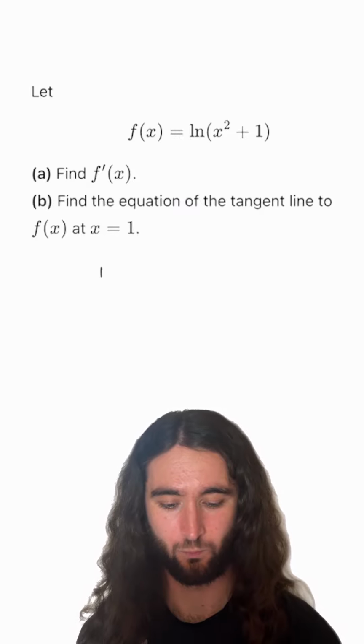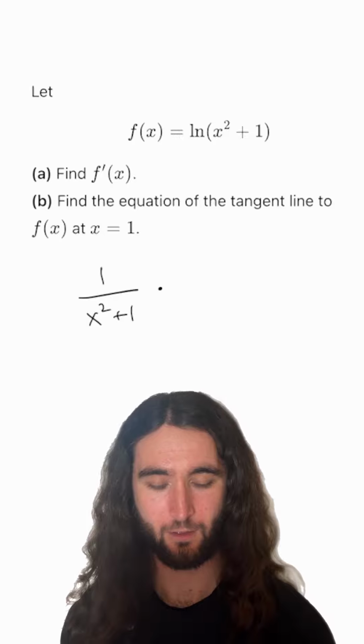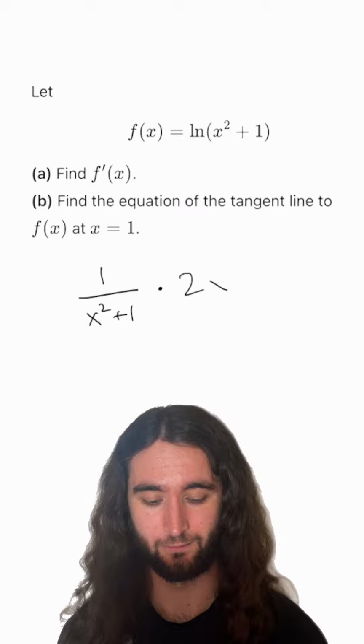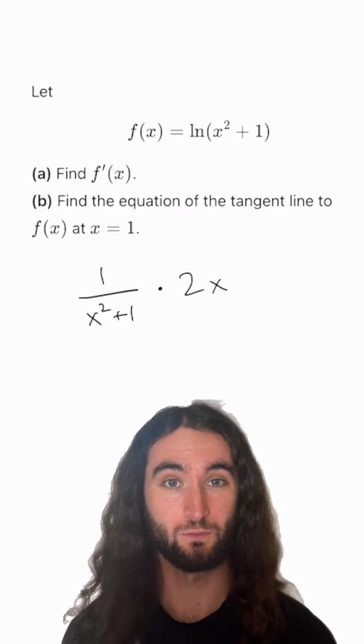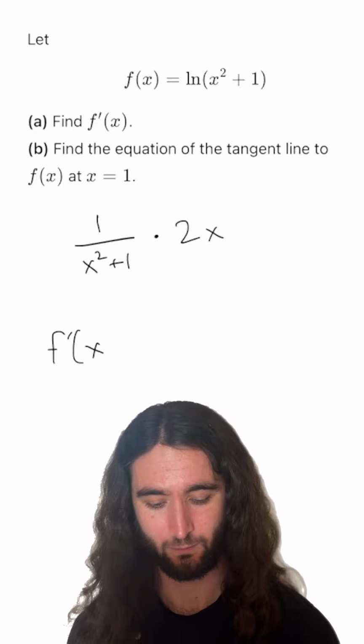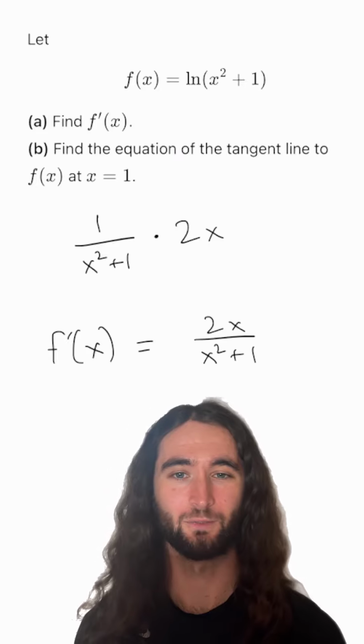So it's going to be 1 over x squared plus 1, but then we need to multiply by the derivative of the inside. So the derivative of x squared plus 1 would be 2x. So that's our expression for the derivative of f. It's going to be 2x over x squared plus 1.